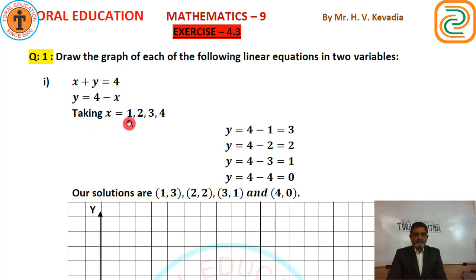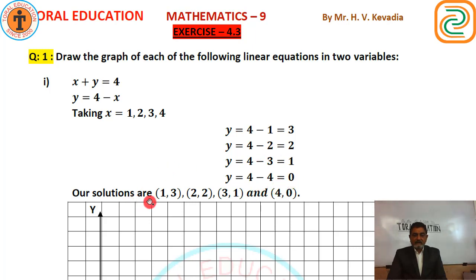If we take x equals 1, 2, 3, 4, we can take whatever we want. So I have taken 1, 2, 3 and 4. So what will be y? y equals 4 minus 1, that is x equals 1, 4 minus 1 is 3. y equals 4 minus 2, x equals 2, then y equals 2. If we take x equals 3, then y equals 4 minus 3, that is 1. Then if we take x equals 4, then y equals 4 minus 4, that is 0.